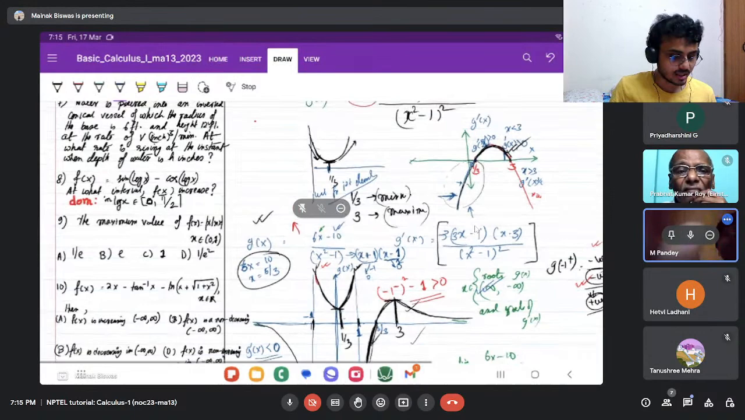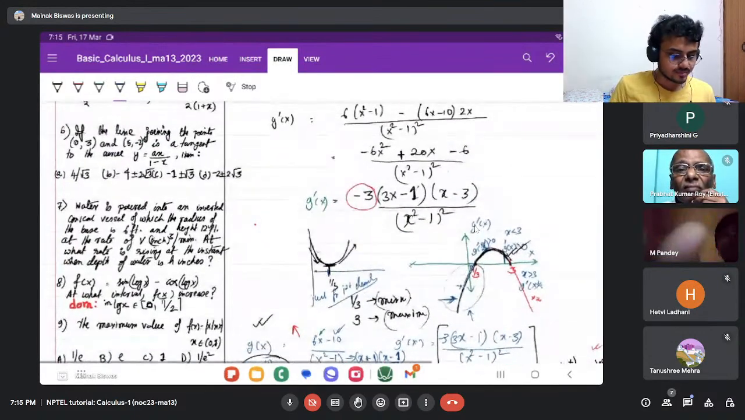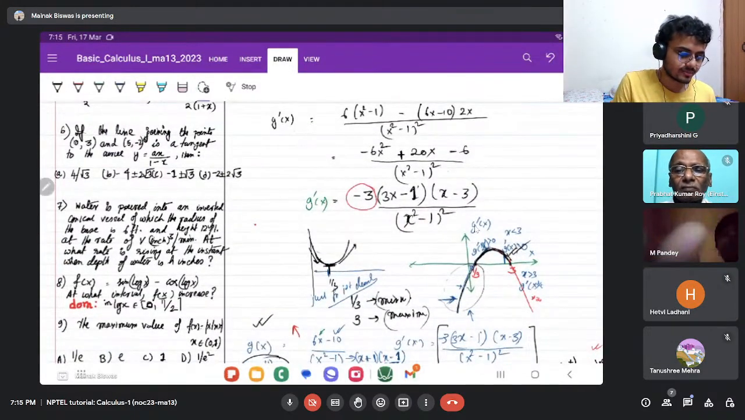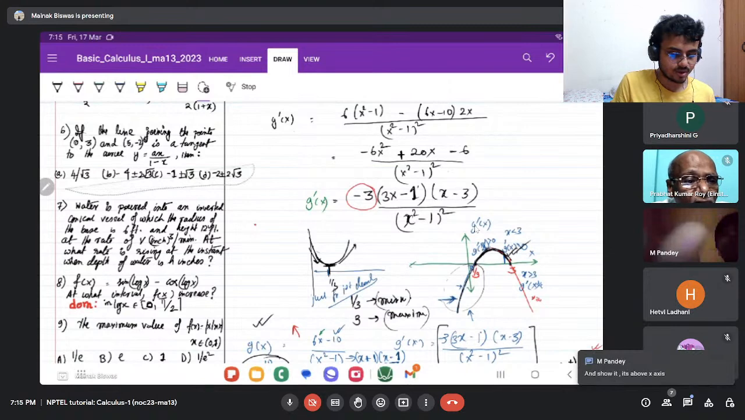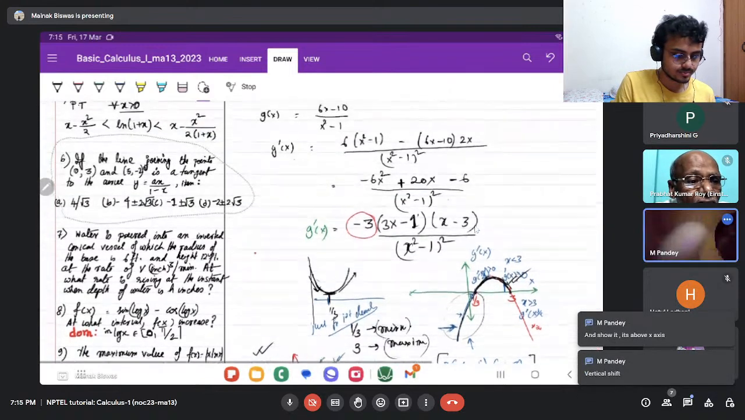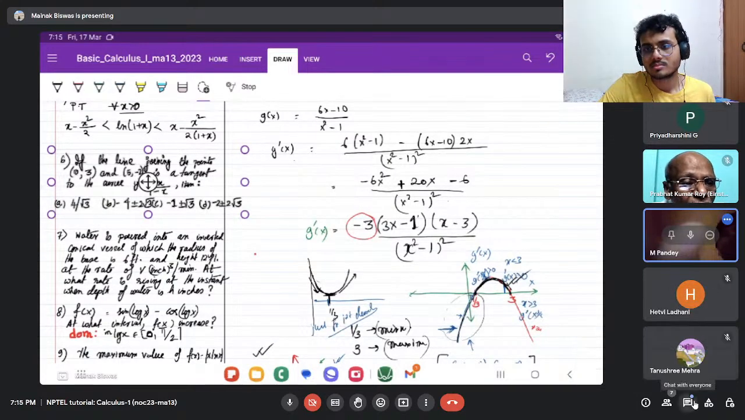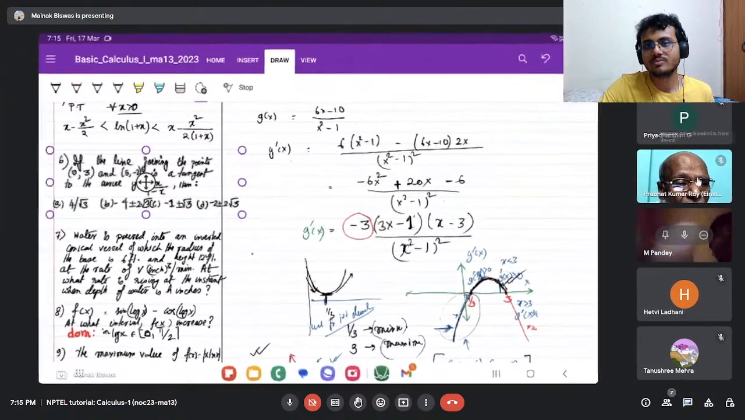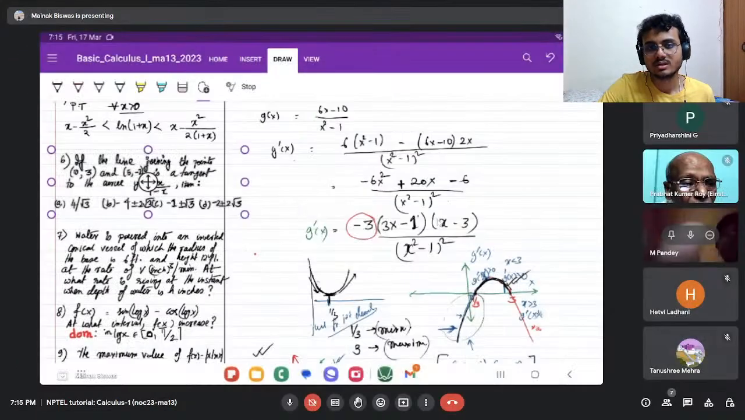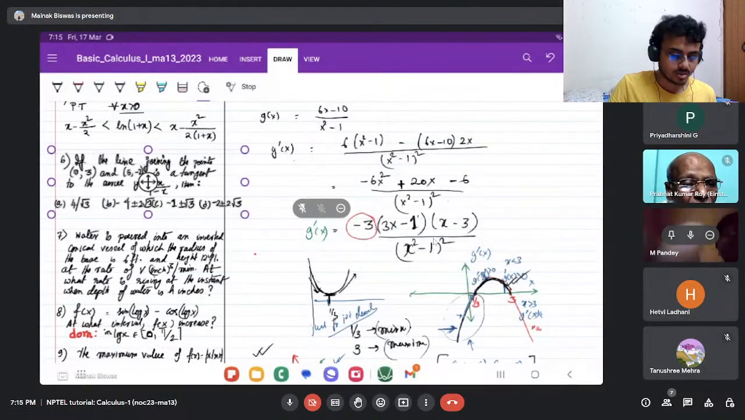Okay. So let's do the next question. This is very interesting. So it's saying you have a curve of this form. Yeah, understood. Vertical sheet, that is correct. I understood what you are trying to do.